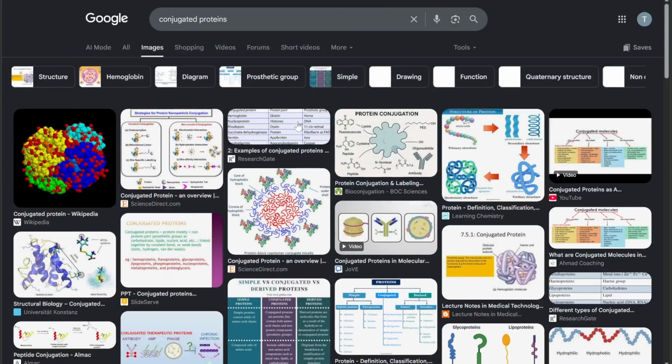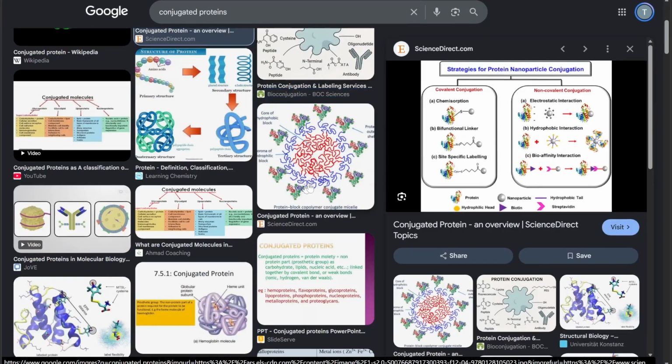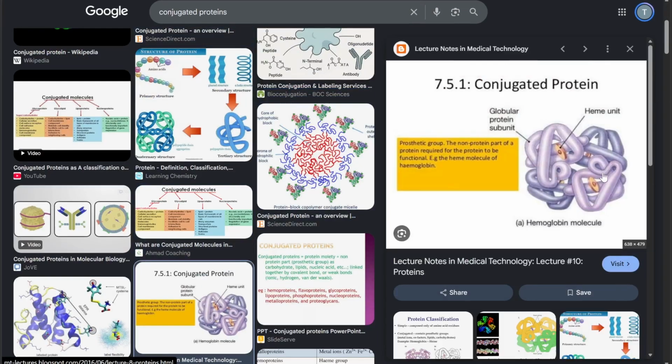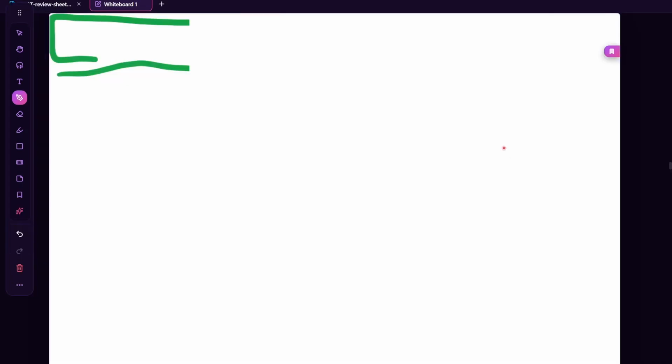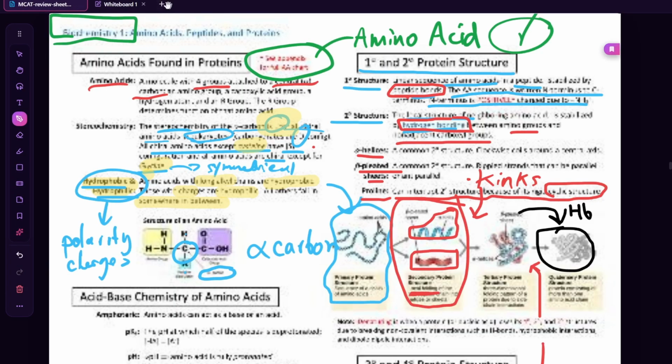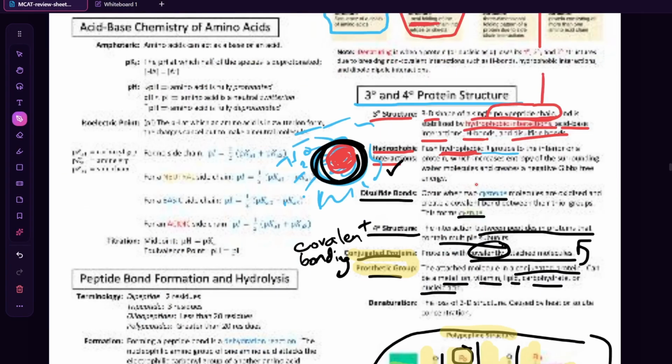So for the conjugated proteins, if you look at an actual picture of it, why are there no good pictures of conjugated proteins here? So the prosthetic group is the non-protein part of a protein required for the protein to be functional. So the heme molecule of hemoglobin is an example of that. All right. So this prosthetic group I put on the outside. You'd probably see it on the inside with the protein, bundled up with the protein structure.